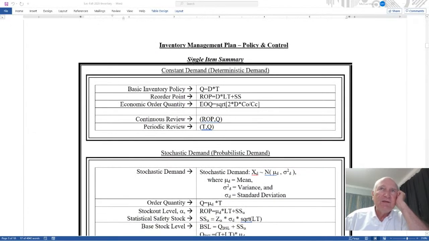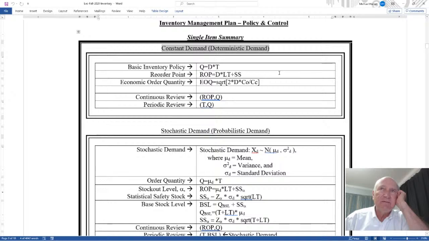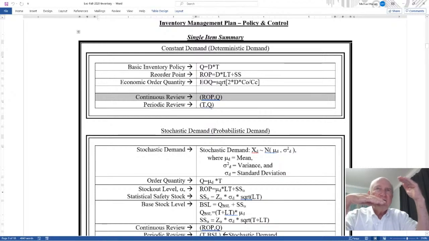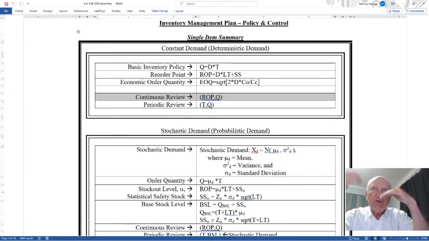Okay, let's start with a single item inventory, constant demand, called deterministic demand. You have the basic inventory model: the lot size Q, how much you're ordering from your supplier, your demand rate, which is constant, and T is your inventory period, the time between the orders. Now the reorder point here is going to be, for continuous review, you're going to continuously review your inventory level. When that inventory level meets your ROP, then you order Q.